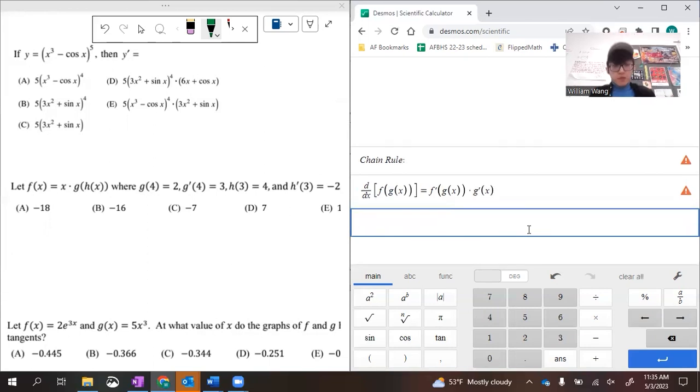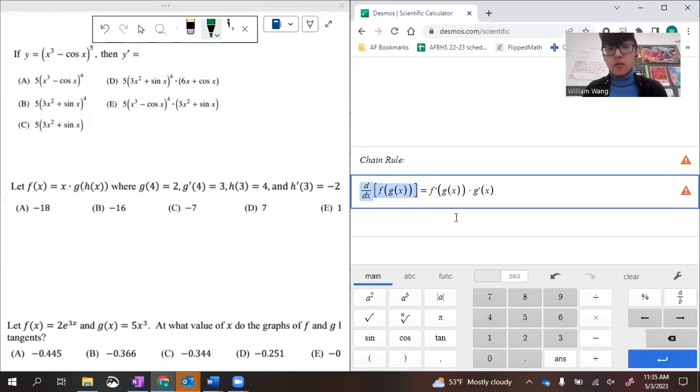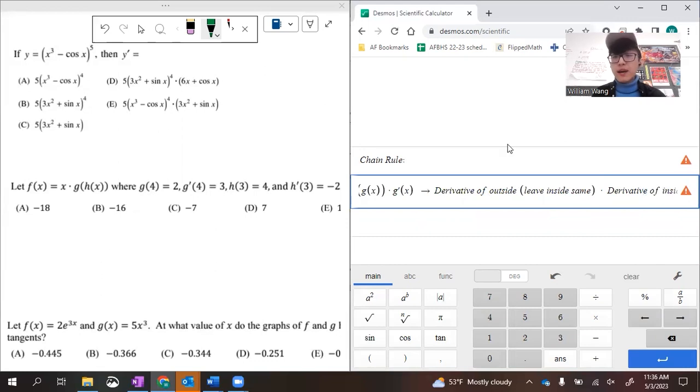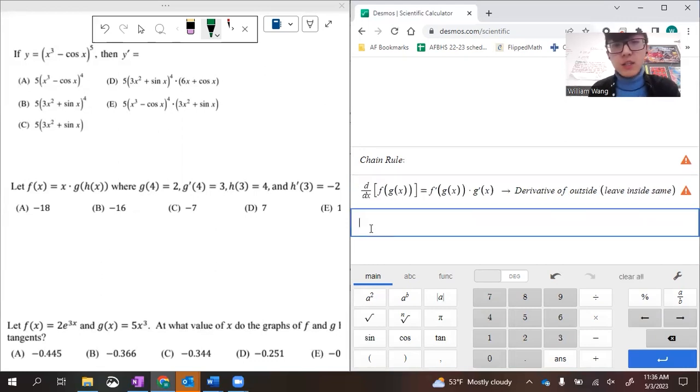All right. So I'm going to write that out, actually. This is basically saying the derivative of the outside, leave the inside the same, and then I multiply by the derivative of the inside. Okay, hopefully that makes sense. That's my chain rule. The practice actually for chain rule is recognizing when to use it.